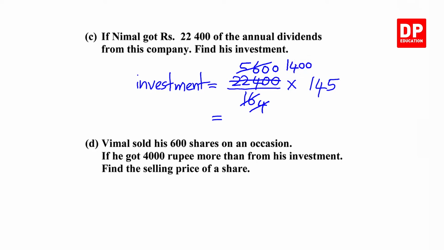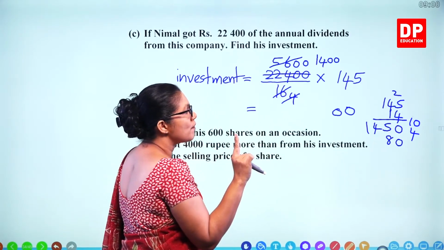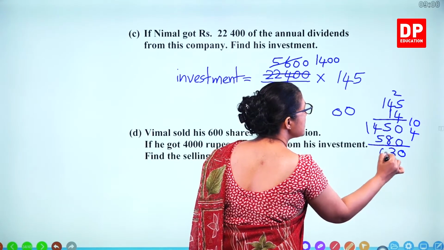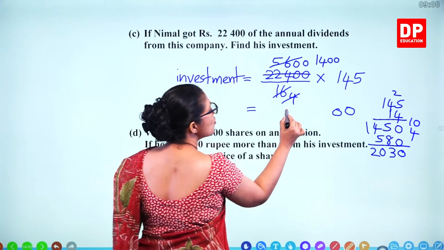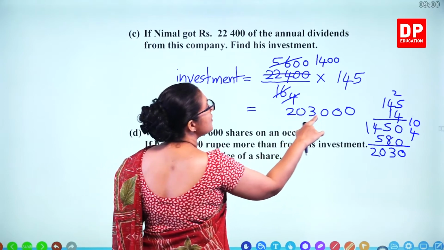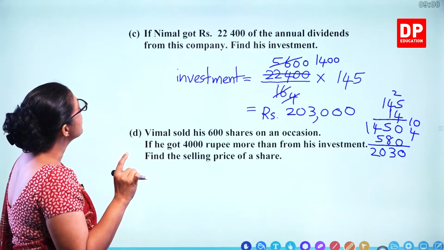1,400 multiplied by 145. So what you can do, you can put 2 zeros aside, and multiply 145 by 14. 4 times 5, 20. 4 times 4, 16, plus 2, 18, and 1 remaining. 4 times 1, 4 plus 1, 5. 13, 1 remaining, 10, 2. So, 2030. So, 203,000. So, that's the invested amount.